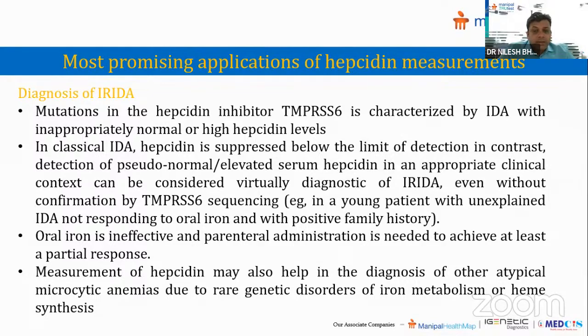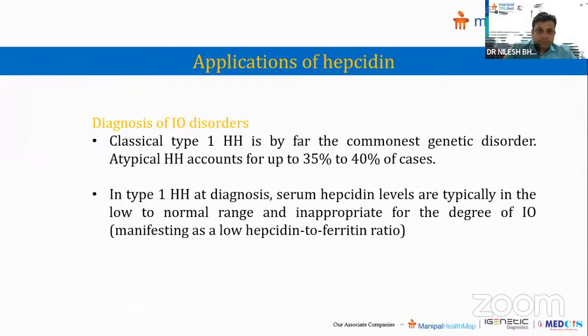Hepcidin level also helps in diagnosis of other atypical macrocytic anemia due to some rare genetic disorder of iron metabolism and heme synthesis. So another use of hepcidin is diagnosis of iron overload disorder. So iron overload disorder, the most common one is hereditary hemochromatosis. Classical type is the commonest genetic disorder. Atypical hereditary hemochromatosis accounts for 35 to 40% of the cases.